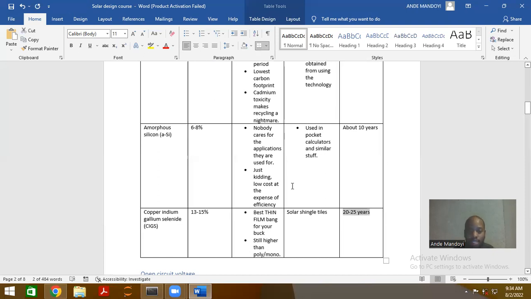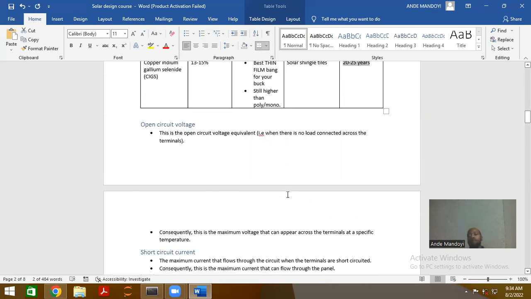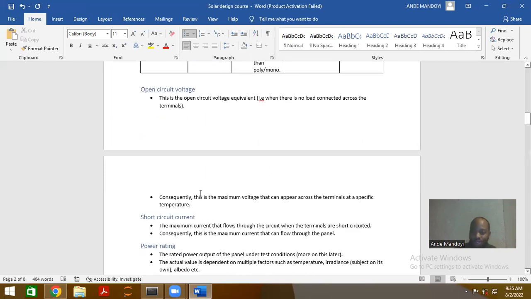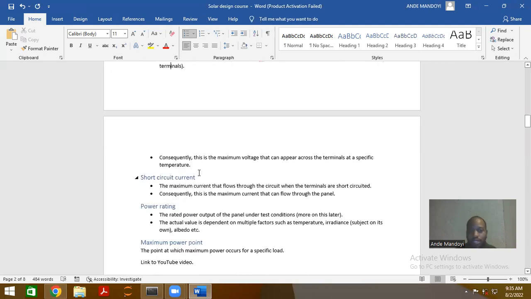Right. So let's actually look at the parameters that we consider when we choose these cells, or rather when we've chosen these cells, we look at the design parameters that we have to consider. One of those design parameters is your open circuit voltage. So your open circuit voltage is typically the maximum voltage that you can obtain from that panel, and that's usually obtained when you've got no load connected across it at standard test conditions. More on that later.